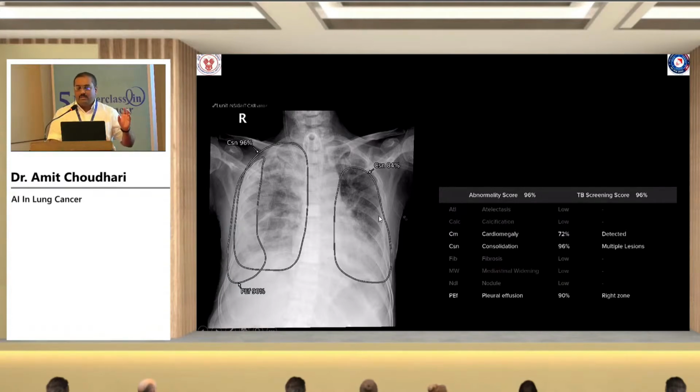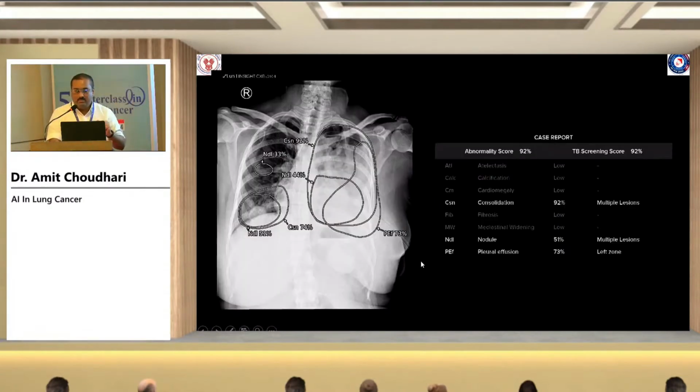That is, it will give you a score of certainty as to what that abnormality would be, whether it's an effusion, a very high certainty, in this case on the right side, or whether it is consolidation, or whether it is a combination of these two, or whether there is any extra pulmonary abnormality.